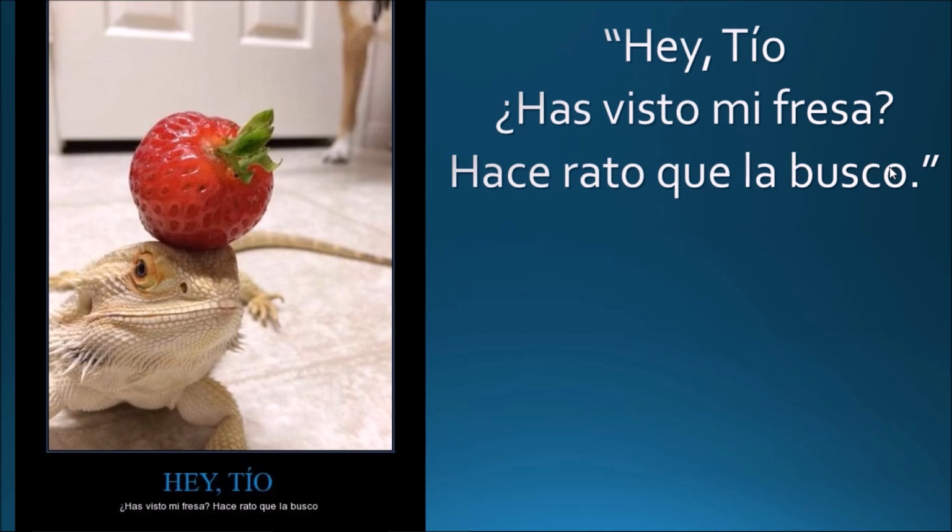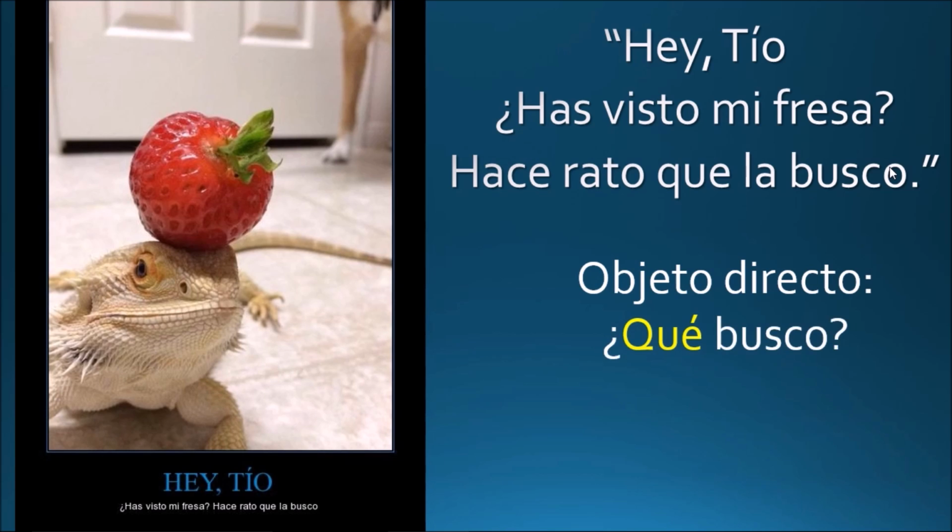So, what is our direct object? El objeto directo? We can ask our question, ¿qué busco? What am I looking for? La fresa. I'm looking for la fresa. So, we need to make our direct object pronoun match the number and gender, feminine singular, of the fresa, the noun we're replacing. Hace rato que la busco.